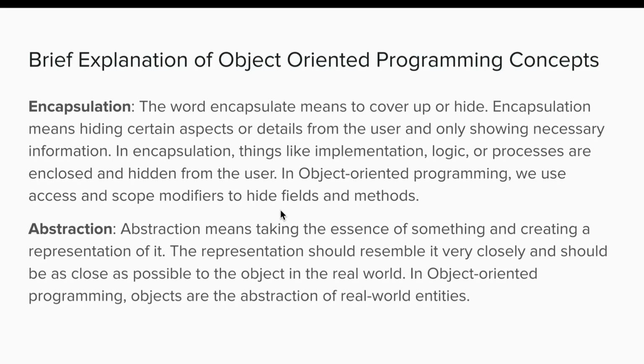Next is abstraction. Now, abstraction means taking the essence of something and creating a true representation of it. This representation that is being created using abstraction resembles the object very closely, and it is like a true form of that object. Object-oriented programming uses objects to represent the real-world entities in the program.